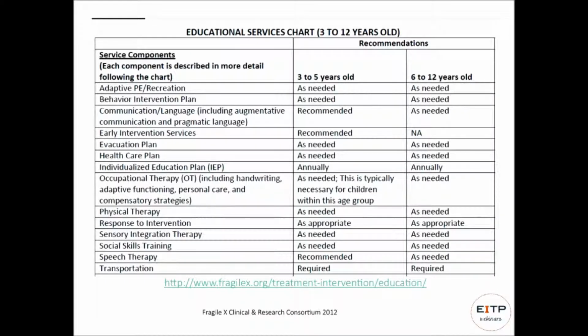Again, educational services, this chart I'm not going to go through. I put the link at the bottom here again about educational interventions that you can do that go across the continuum. That's going to be something I really think you would like to spend some time on.